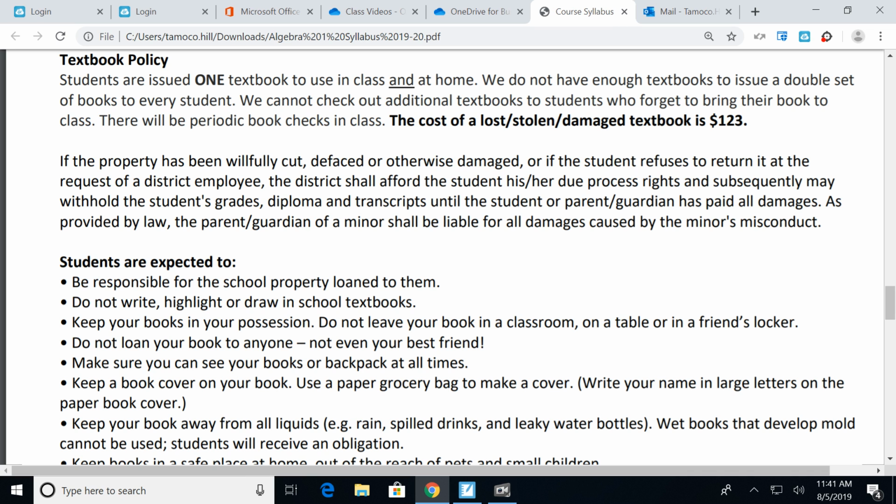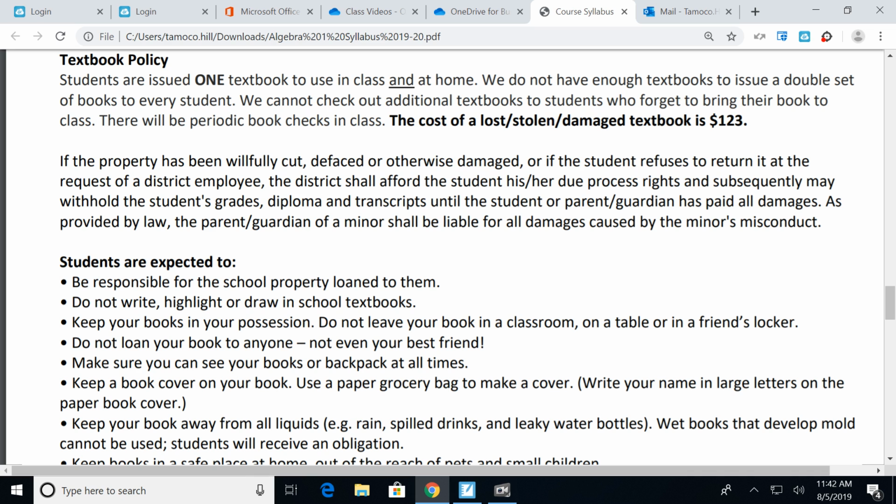Keep a book cover on your book. Use a paper grocery bag to make a cover, or you can buy one from the store. It doesn't matter. Make sure that you put your name on it. Keep your book away from all liquids. That includes rain, spilled drinks, and leaky water bottles. Wet books that develop mold cannot be used. Students will receive an obligation. That means you'll have to pay to replace the book.